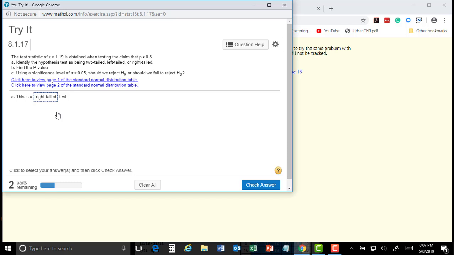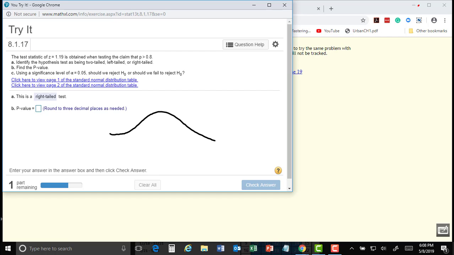Okay, then the p-value. Now, we have a test statistic, okay? So let's see. If I have a normal distribution, and they're giving us a normal distribution, what is the test statistic? This is zero, right? So this test statistic is hitting about here, 1.19.